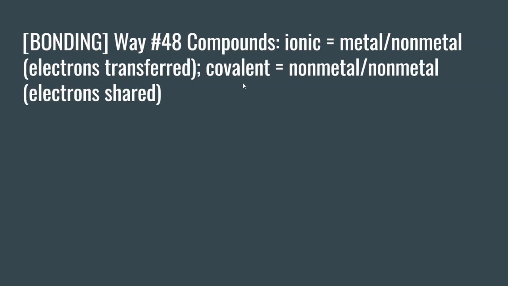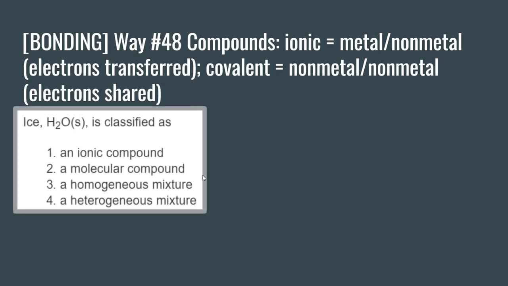In covalent compounds, it will always feature a nonmetal-nonmetal combination. And note that in covalent compounds, electrons are shared. So the two major categories are ionic and covalent. How do we tell them apart? We have a metal and nonmetal for ionic, nonmetal and nonmetal for covalent. Ionic compounds, electrons transfer. Covalent compounds, electrons are shared. So let's try some problems that deal with this.